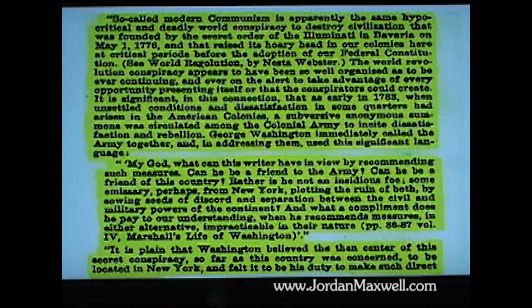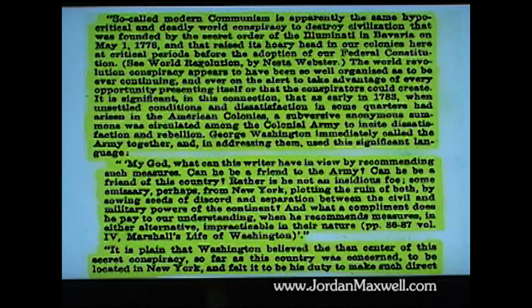The World Revolution conspiracy appears to have been so well organized as to be ever continuing and ever on the alert to take advantage of every opportunity presenting itself or that the conspirators could create. It is significant in this connection that as early as 1783, when unsettled conditions and dissatisfaction in some quarters had arisen in the American colonies, a subversive anonymous sermon was circulated among the colonial army to incite dissatisfaction and rebellion. George Washington immediately called the army together and in addressing them used this significant language.